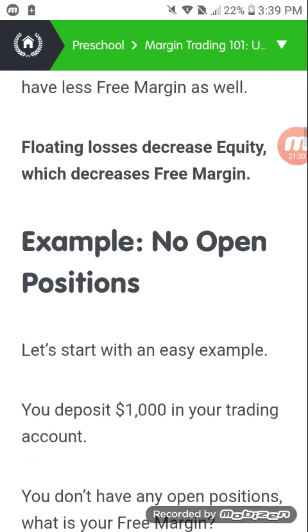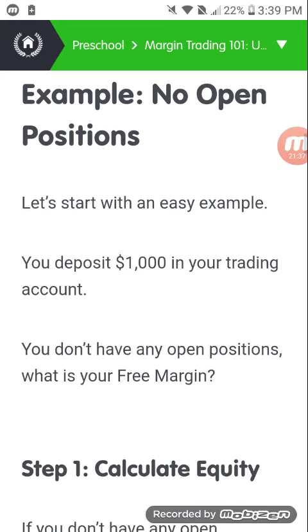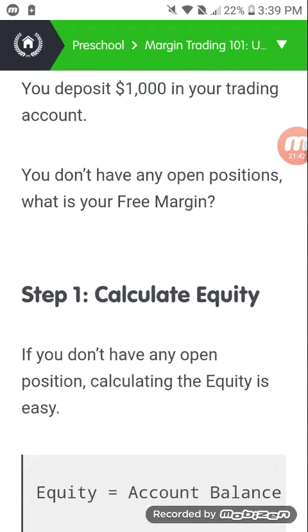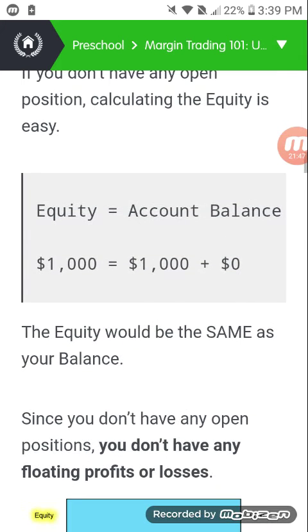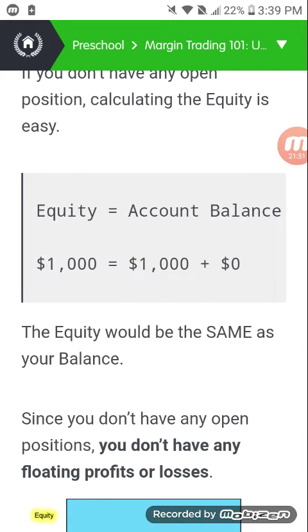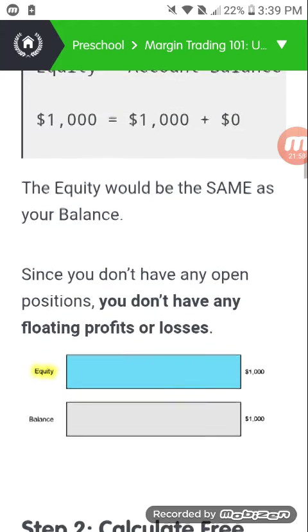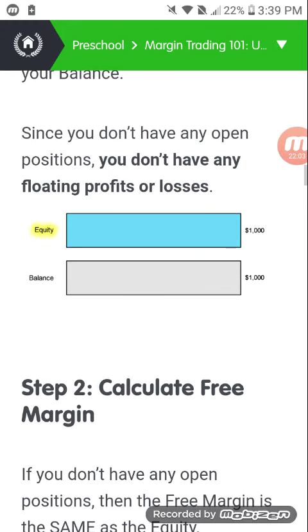As an example, say you have no positions open, and you deposit $1,000 into your trading account, and you don't open any position. What is your free margin? If you don't have any positions open yet, your equity equals the account balance plus your floating profits or losses. So you have $1,000 and no open positions, so your equity is 1,000. Your equity will be the same as your balance, since you don't have any floating profits or losses yet either.